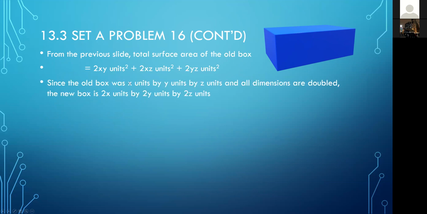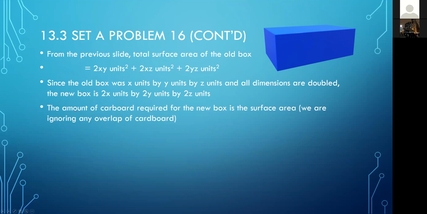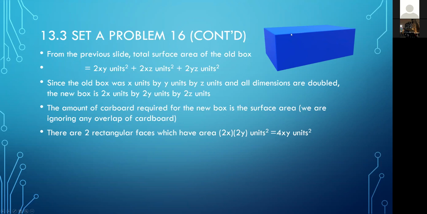Since the old box was X units by Y units by Z units, and all dimensions get doubled, the new box will be 2X units by 2Y units by 2Z units. So we'll find the surface area, which will tell us the amount of cardboard, assuming we don't have any overlapping cardboard. And so we have 2 rectangular faces whose area is 2x times 2y, and that gives us 4xy.